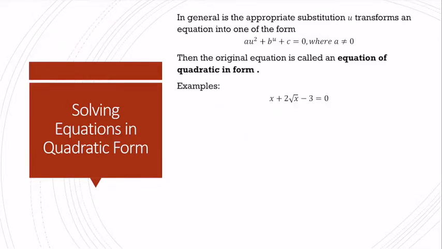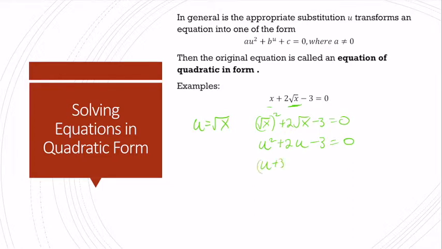Let's take a look at this example as well. I've got x plus 2 square root of x minus 3 equals 0. So what I'm going to go ahead and do is say, okay, my u could be the square root of x. Well, is the square root of x squared x? Yes, it is. So I'm going to use u substitution for the square root of x. So I'm going to rewrite my first term as the square root of x squared plus 2 square root of x minus 3 equals 0. And then I can use u substitution. I get u squared plus 2u minus 3 equals 0.